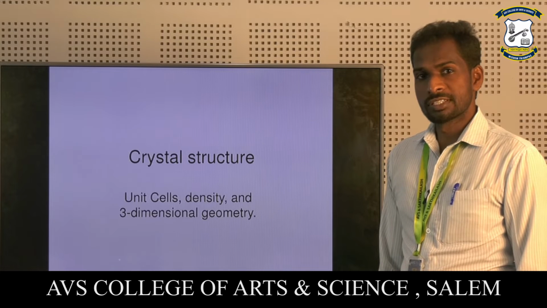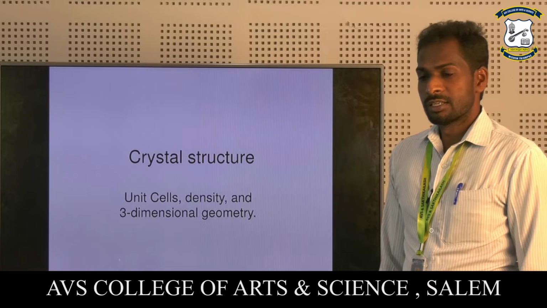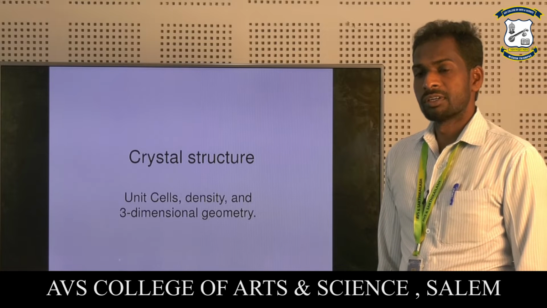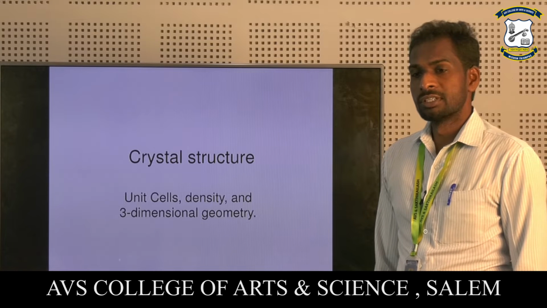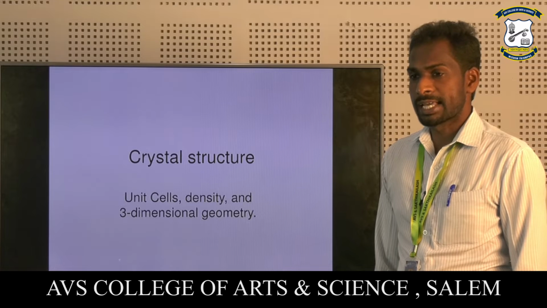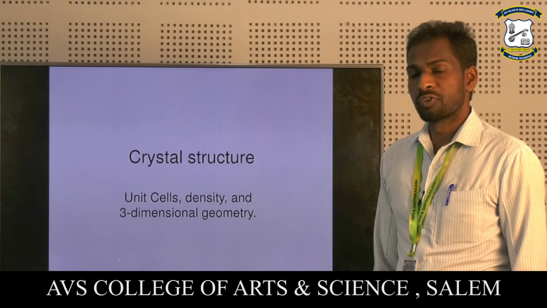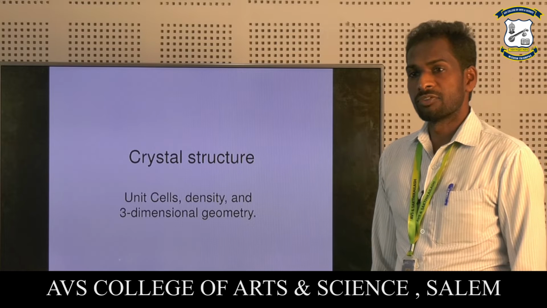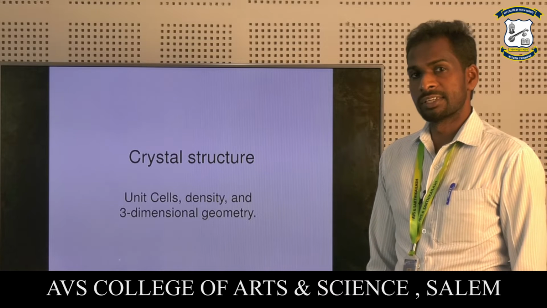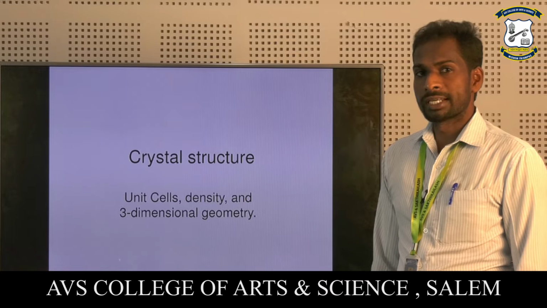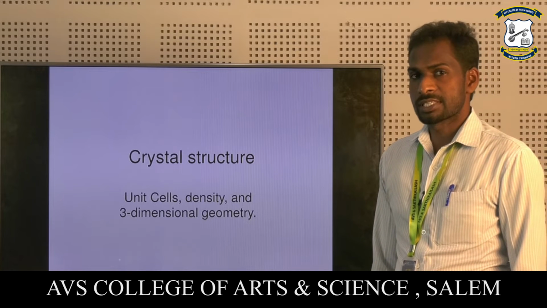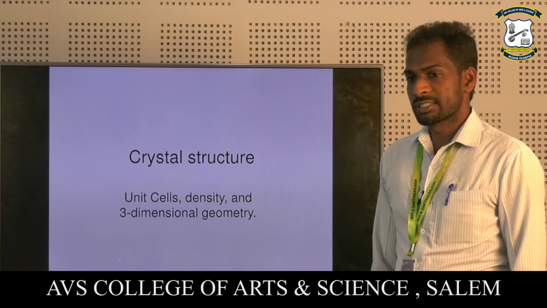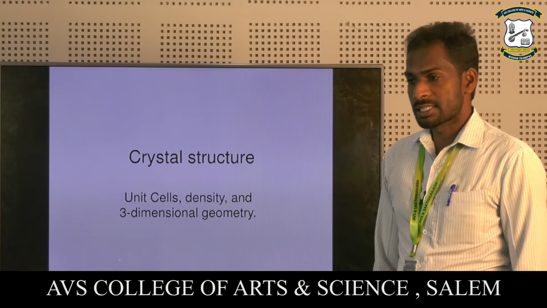Now we are going to discuss crystal structure. First of all, we are introduced to the three types of matter. Matter is divided into three categories: the first one is solid, the second one is liquid, and the last one is gas. We are going to focus on solid materials. Solid materials are divided into two categories: the first one is crystal and the second one is amorphous. We are only discussing crystal materials.